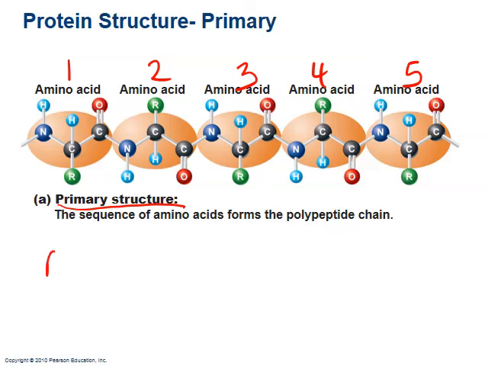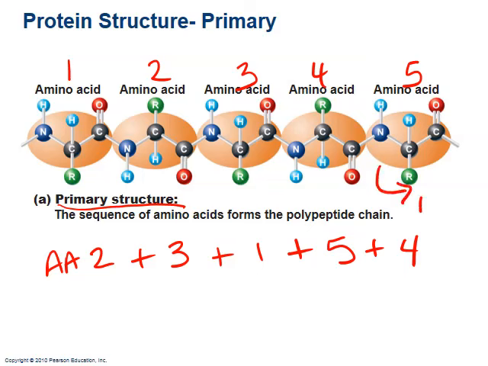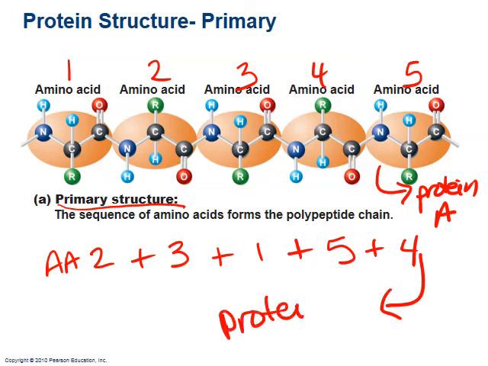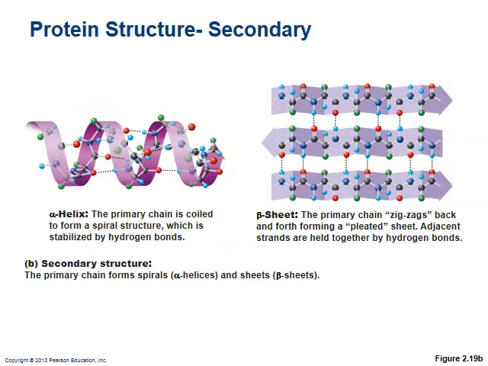Again, I want to point out, if I had amino acid 2, if I shuffled these, if I had 2, 3, 1, 5, and 4, this one would give me protein A. This arrangement would give me a completely different protein. This would be protein X. So the amino acid sequence matters, and then the shape that the amino acid sequence folds into matters as well.